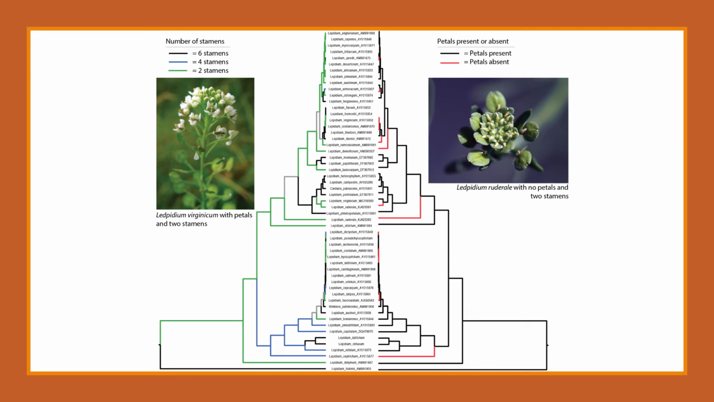Now you can see in the stamen phylogeny that there is a clade of 4 stamen and a clade of 2 stamen that have split over time. And in the petal presence or absence, we see that we start with petals in the phylogeny, and over time there are various species which have lost the petals. And we can also see in both phylogenies that there is a very rapid evolutionary trend.